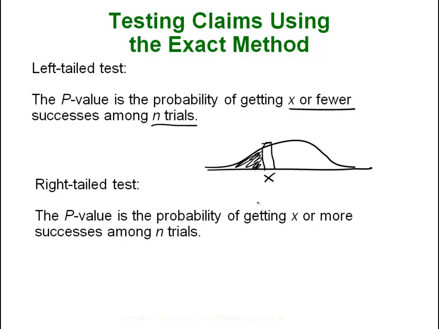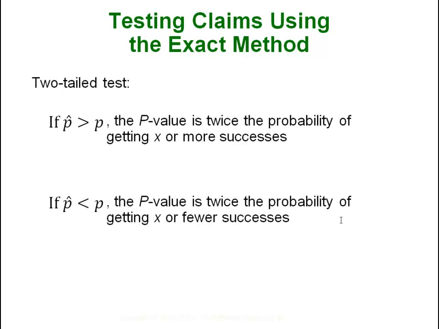And then if we're doing a right-tailed test, of course, we're looking for x or more things. A two-tailed test, well, if the p-hat that we have is greater than the p that we're testing it against, then our p-value is twice the probability of getting x or more, because since it's bigger, we're going to the extreme, so that or more. And then if the p-hat we have is less than the p that we're comparing it against, then we're looking for x or fewer things, and then we double it.